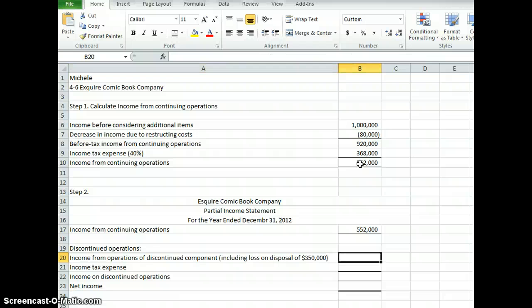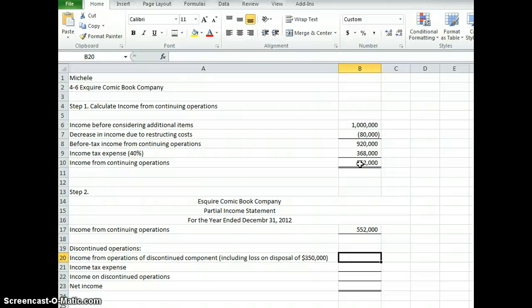So what does that mean? If you read the data that was given in number 1, it tells us that Esquire sold its operating divisions, which qualified as a separate component according to generally accepted accounting principles. The before-tax loss on the disposal was $350,000. The division generated before-tax income from operations from the beginning of the year through the disposal of $500,000.